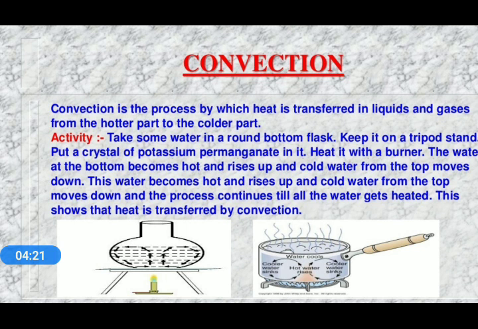Take some water in a round bottom flask as shown in the first figure. Keep it on a dry pot stand. Put a crystal of potassium permanganate in it. Heat it with a burner. The water at the bottom becomes hot. That means the bottom part of that flask has become the hotter end, and the hot water rises up, and cold water from the top moves down.